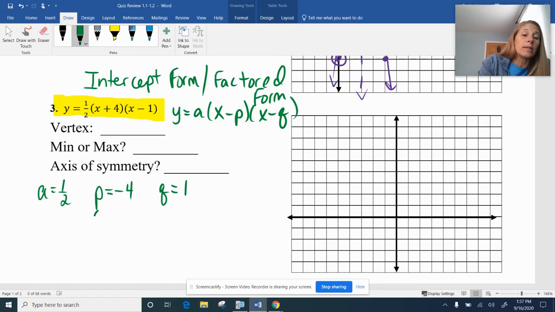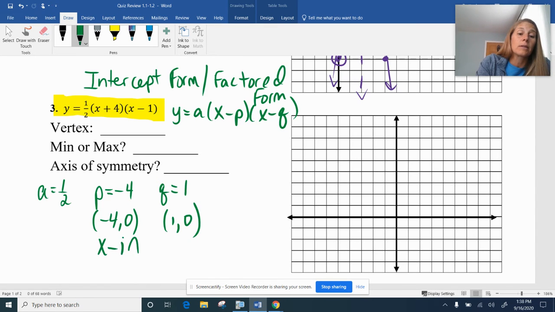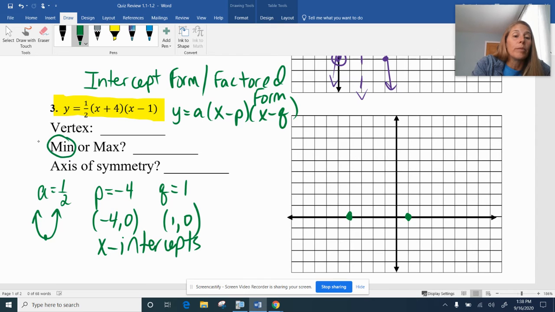Now these numbers here, -4, 0 and 1, 0. If you take the p and the q and you write them as ordered pairs, these are your x-intercepts, also known as your zeros if you were factoring, and they're actually 2 points on your graph. So you already know where this parabola is going to cross through on the x-axis. Now, because my a was a positive, I know my graph's going to open up, and I'm going to have a minimum vertex here.